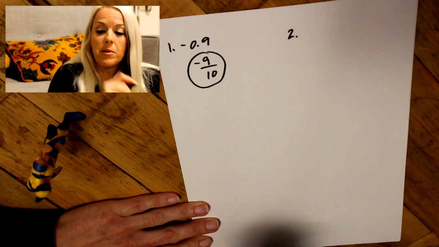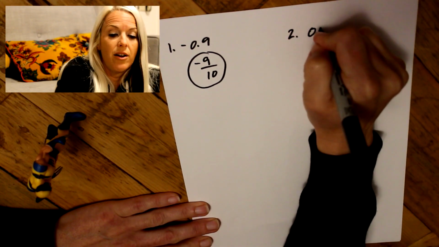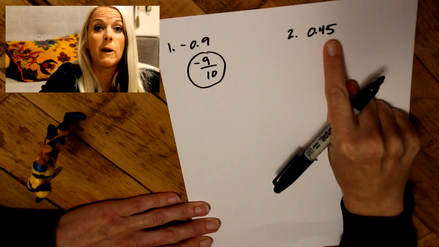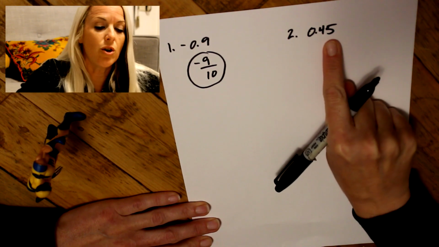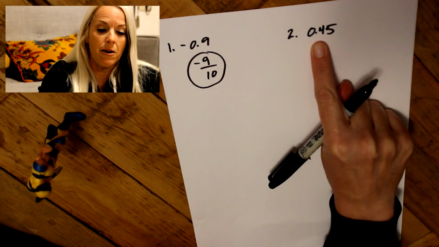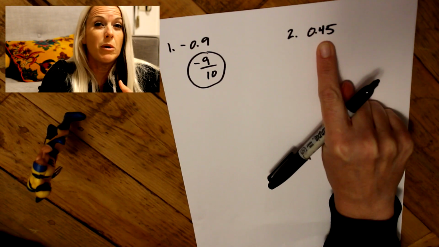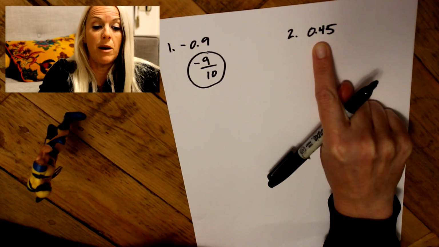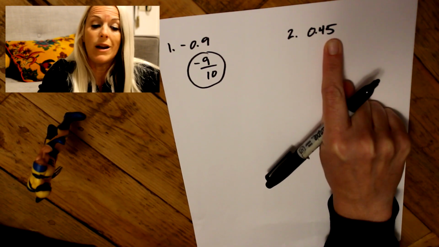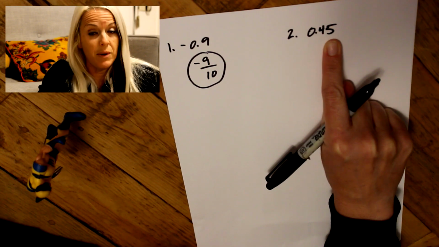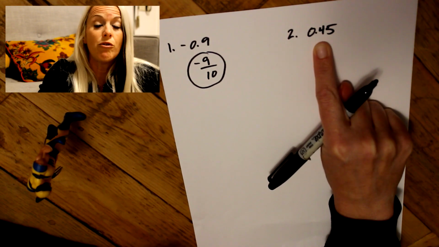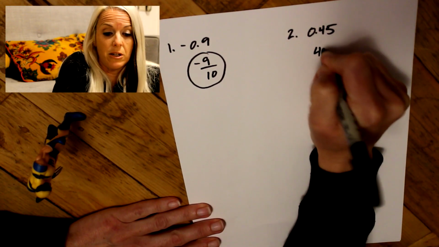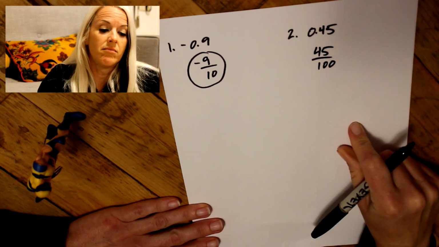Okay, so the next problem. We've got 45 hundredths. The reason I said hundredths is because this number ends in the hundredths place. So when you're saying a number out loud and it comes after a decimal, you ignore the decimal until the end of that number. So for example, I would just say 45, and then whatever place it ends in, the hundredths place, is the word I say next. So 45 hundredths. And because I said 45 hundredths, I know that I could write the fraction like that.